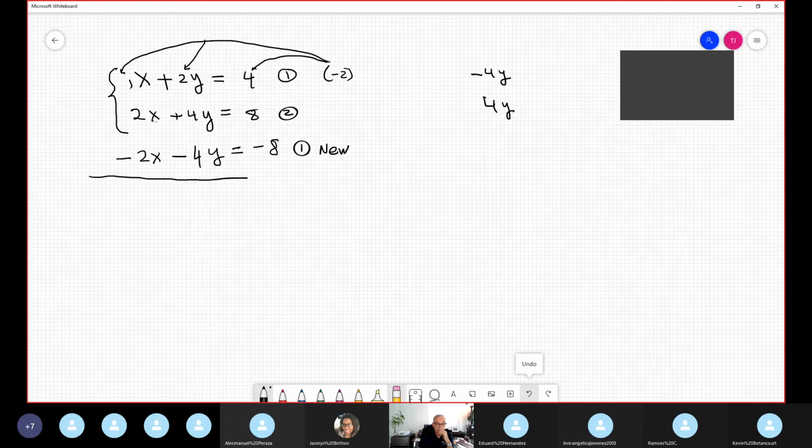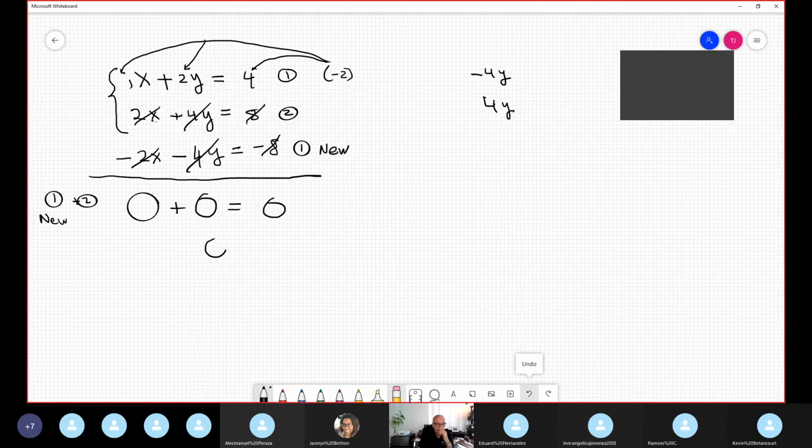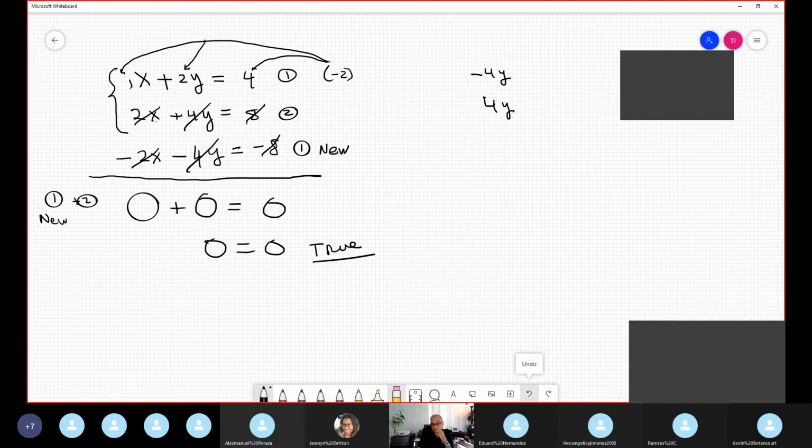Now ready for adding. Adding the new equation 1 plus equation 2 by column, no? The column of the x, the column of the y, the column of the right-hand side number. This cancels out. Wow, amazing. This is 0. Cancel out. Amazing. This is 0. 0 plus 0 is 0. In the right-hand side, again, cancel out. It's 0. 0 equals 0. Or something equals something. If the statement is true, that means we have infinitely many solutions.